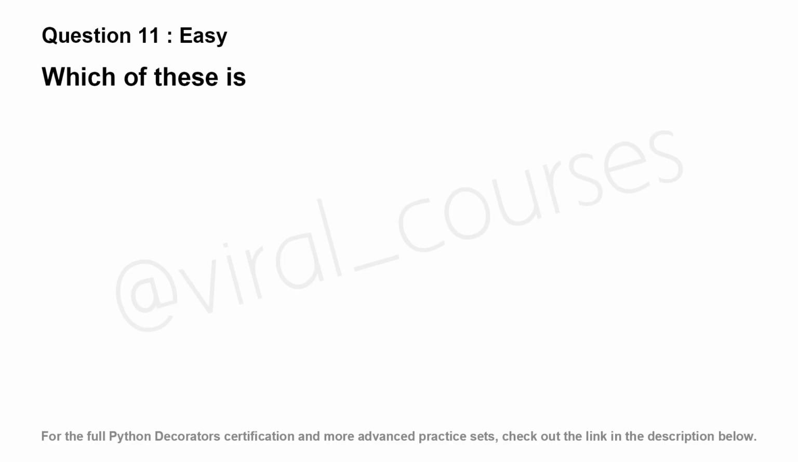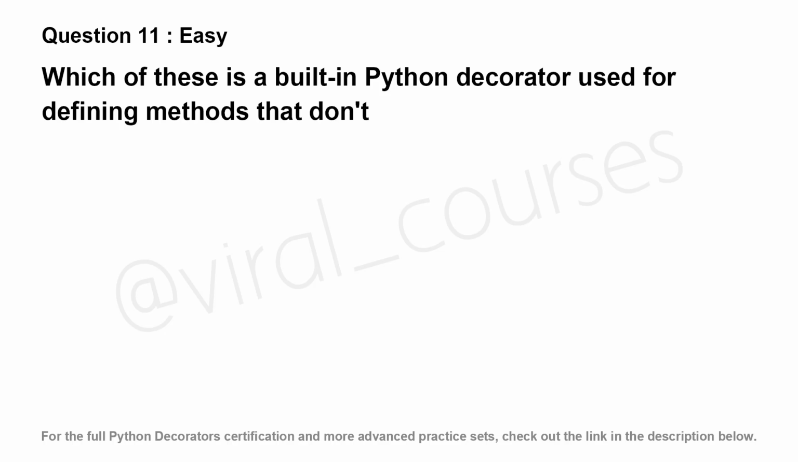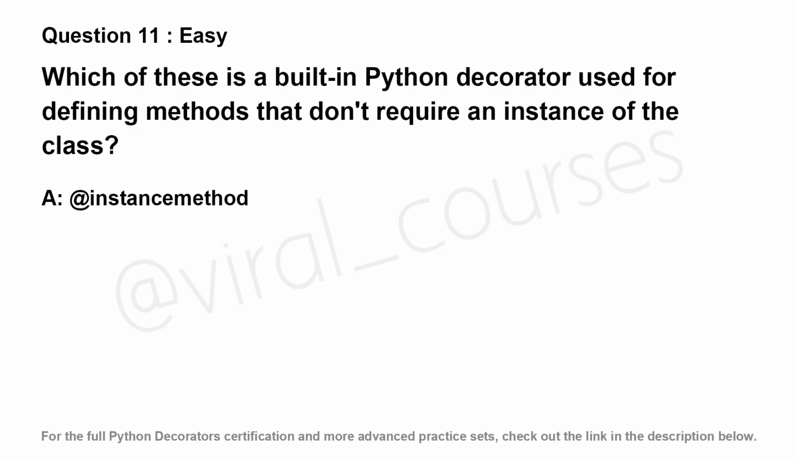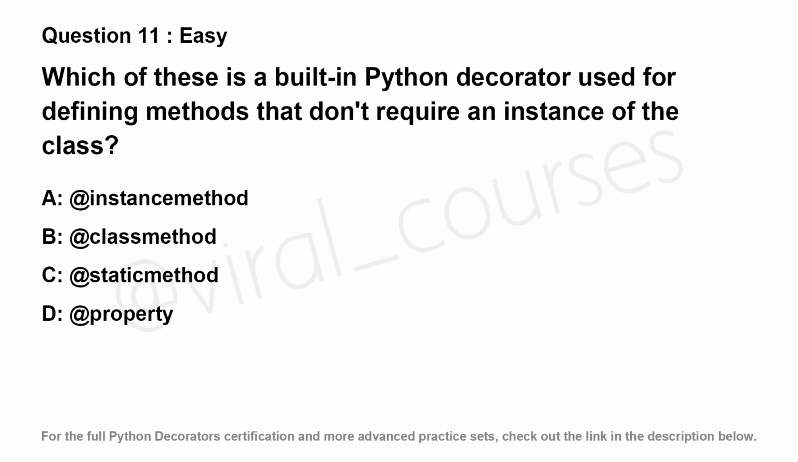Which of these is a built-in Python decorator used for defining methods that don't require an instance of the class? Option A, @instancemethod. Option B, @classmethod. Option C, @staticmethod. Option D, @property.